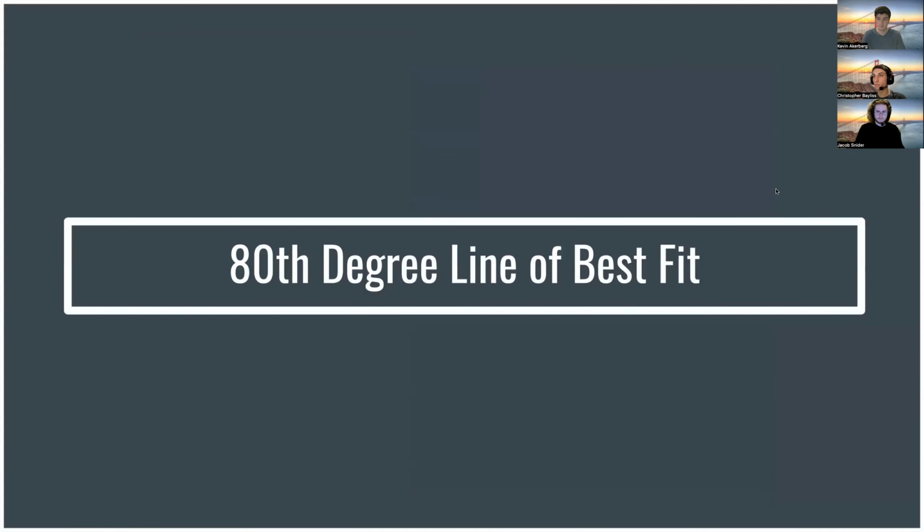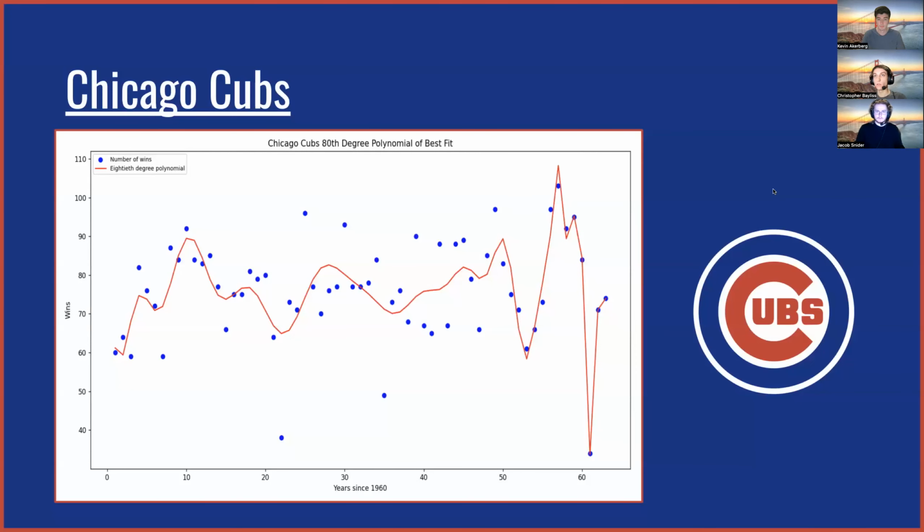All right, now I'm going to talk about our 80th degree line of best fit. With these polynomials, you can see a lot of these smaller trends in between the spans of like 2 to 3 years. You'll notice at the bottom, we went from 0 to 60 years since 1960 rather than the actual years to allow the computer to calculate these numbers without overflowing.